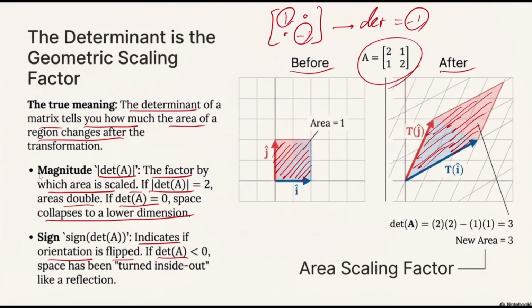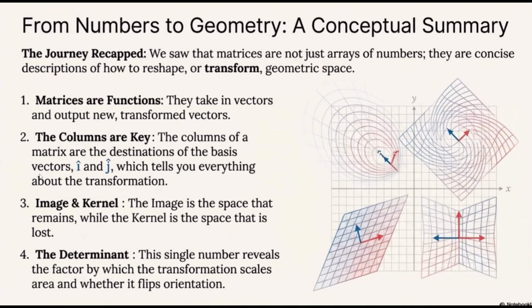And if the determinant is smaller than 0, space has been turned inside out, right? The reflection itself. So we had some kind of example. If you find that the determinant of this matrix is equal to 3, this says that your area is going to scale by a factor of 3.